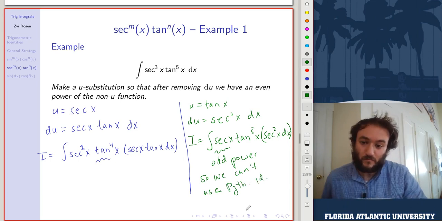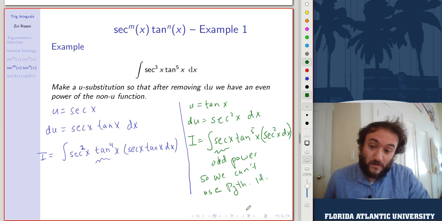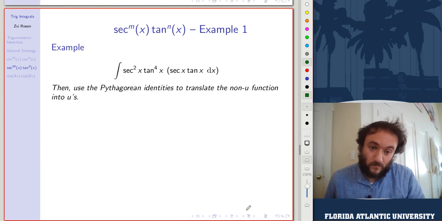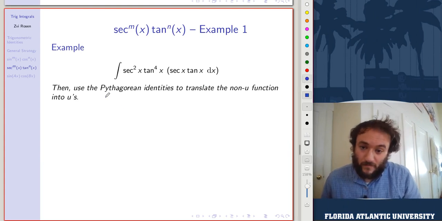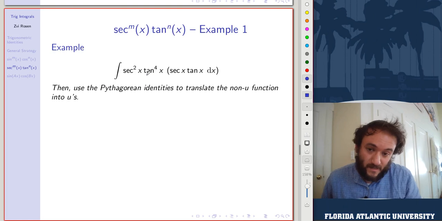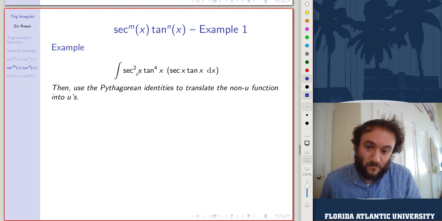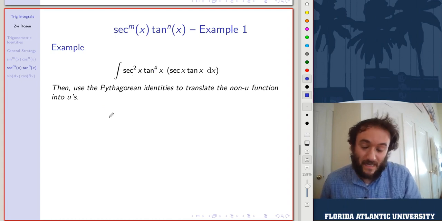Okay. And that's why we choose u equals secant x as our u substitution. So given that this is the integral that results from choosing u equals secant x as our u substitution, we want to remember that we want to turn our tangents into secants.